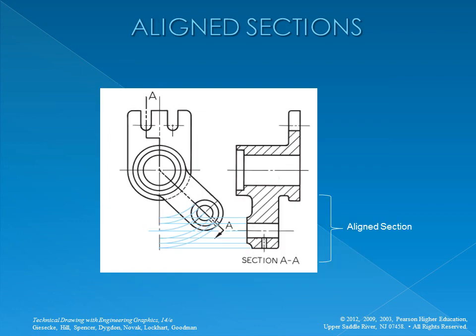When parts with angled elements are sectioned, the cutting plane may be bent to pass through those features. The plane and features are then imagined to be revolved into the original plane. The angle of revolution should always be less than 90 for an aligned section. Do not revolve features when the clarity of your drawing is not improved. Again, you will have examples that allow you to practice aligned sections.